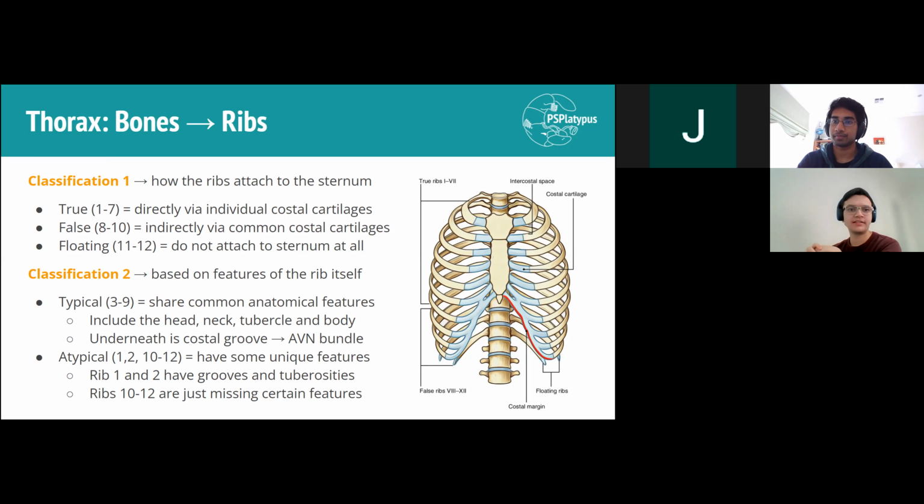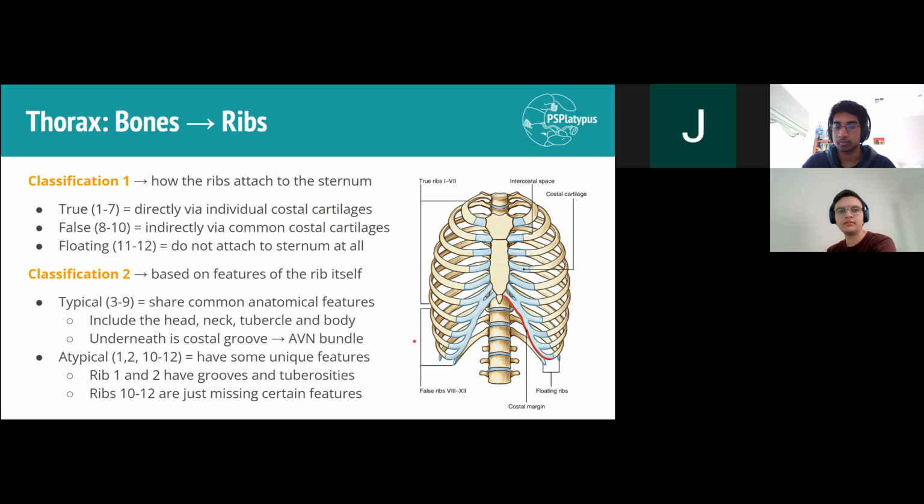And the second rib also has similar attachments. With ribs 10 through to 12, they're just missing a couple of things. You can see that our floating ribs are very, very short, so they're going to be missing a couple of things. They're also missing tuberosities here and there. Some might be missing the tubercles. And honestly, it doesn't really matter too much at this stage.